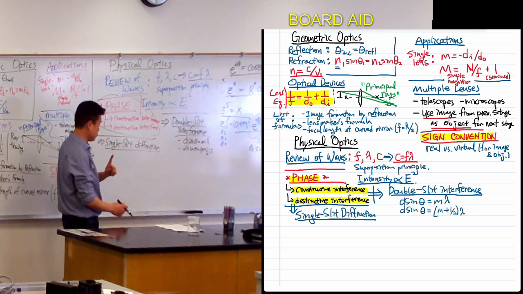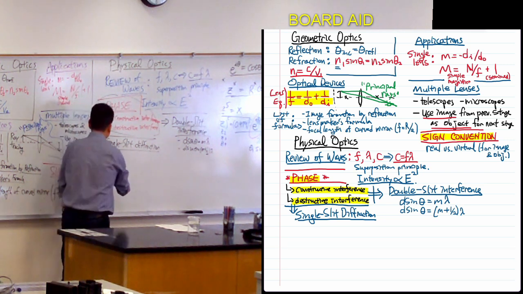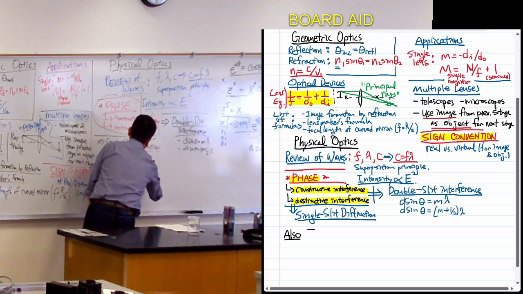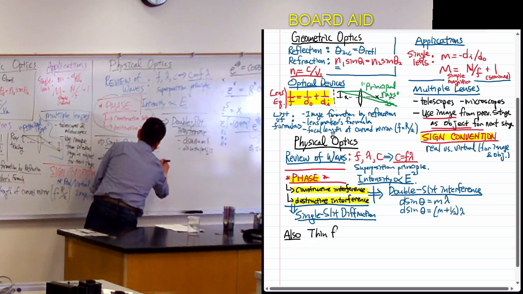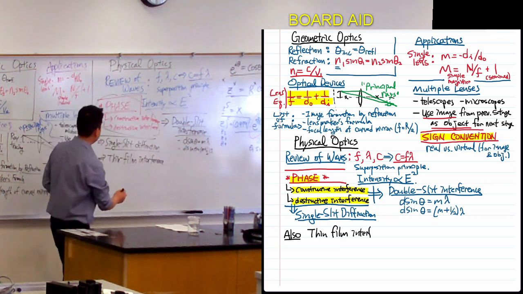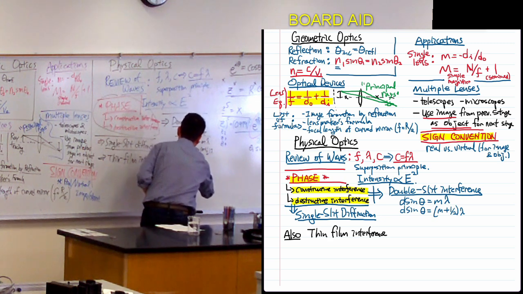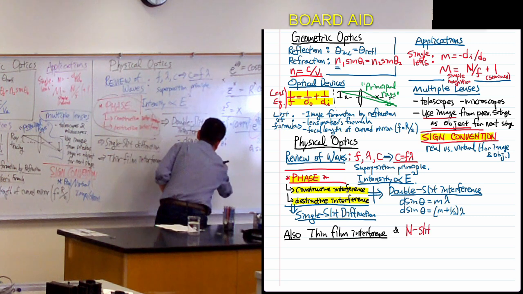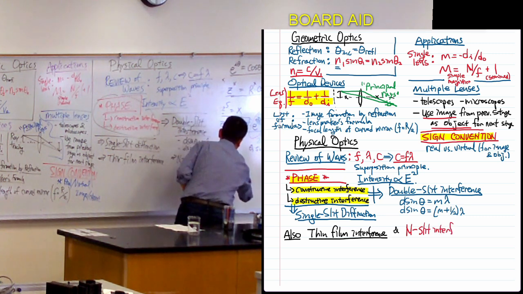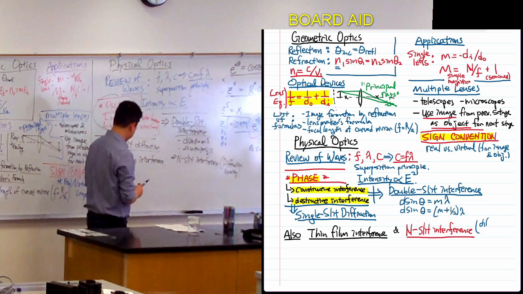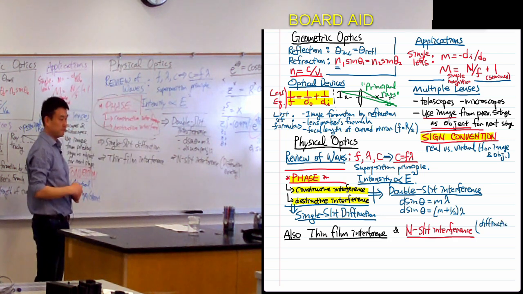The other applications that you should know, and I need to assign the homework problems on, are the thin film interference, and I thought there was at least one more. What am I forgetting? Oh, and multiple slit interference, which really leads to diffraction grating. I think that might be it. Did I forget anything? Anything big?